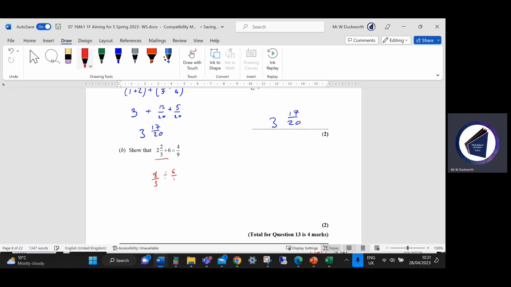The most straightforward way of doing this then is to treat it as, whenever we divide by a fraction, it has the equivalent effect of multiplying by the reciprocal. For ease, I'm going to cancel diagonally by a factor of 4, by a factor of 2, 4 and 3. So that would give me 4 over 9, which is what we were asked to show.